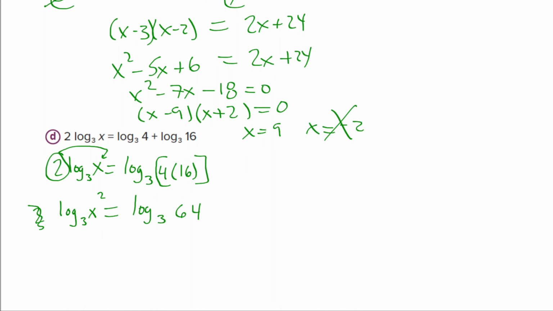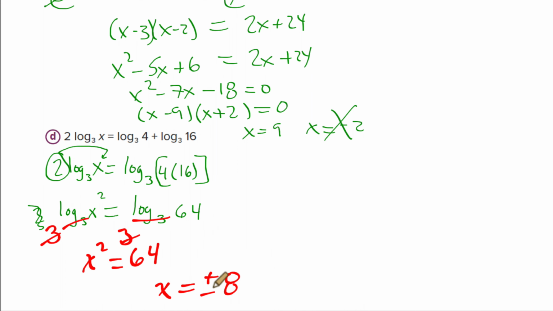Guess what I can do now? Just like we did before, 3 to that power, 3 to that power. This will cancel this. I'll be left with x squared. This will cancel this. I'm left with 64. I will get x equals plus and minus 8. You got to remember, we have a positive and a negative, but I'm going to plug it back in and check it out. If I plug in a negative 8, that will not work right there. Can't have a negative argument. So that is extraneous. So my final answer here is x equals 8.